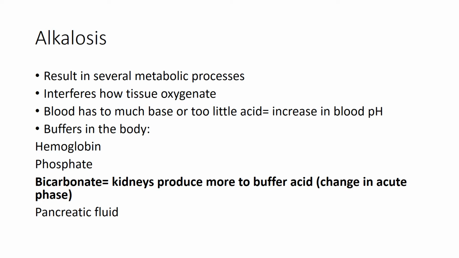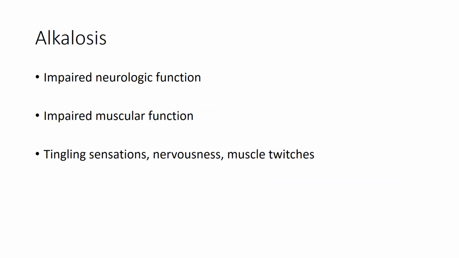We have different buffers, and always remember your bicarbonate is the kidneys. It will be produced to buffer acid, and you'll see this in the acute phase. Hemoglobin, phosphate, and learn your other buffers for testing purposes. Alkalosis will have an impaired neurological function, impaired muscular function, and tingling sensations, nervousness, and muscle twitches.